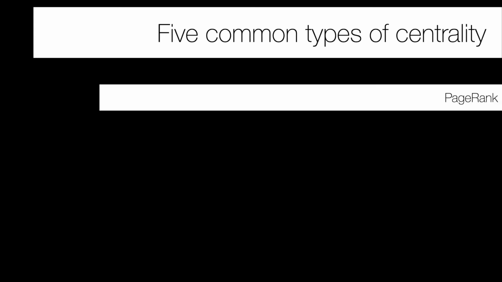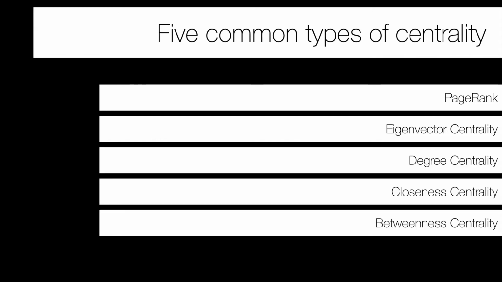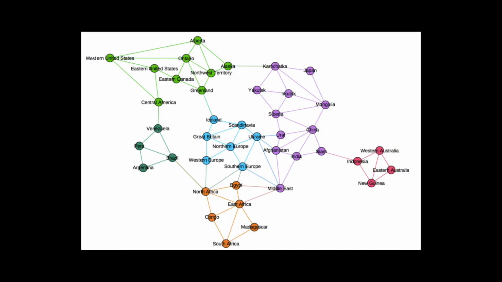But we can talk about a number of common types of centrality. We'll touch on 5 here in this lecture. The first is PageRank, which you've already seen. Then we'll talk about a version of PageRank called eigenvector centrality, then degree centrality, closeness centrality, and betweenness centrality. Let's keep this discussion in the realm of board games, and rather than talk about Pandemic, we can talk about Risk. We use this map to generate a graph of what the Risk board looks like.